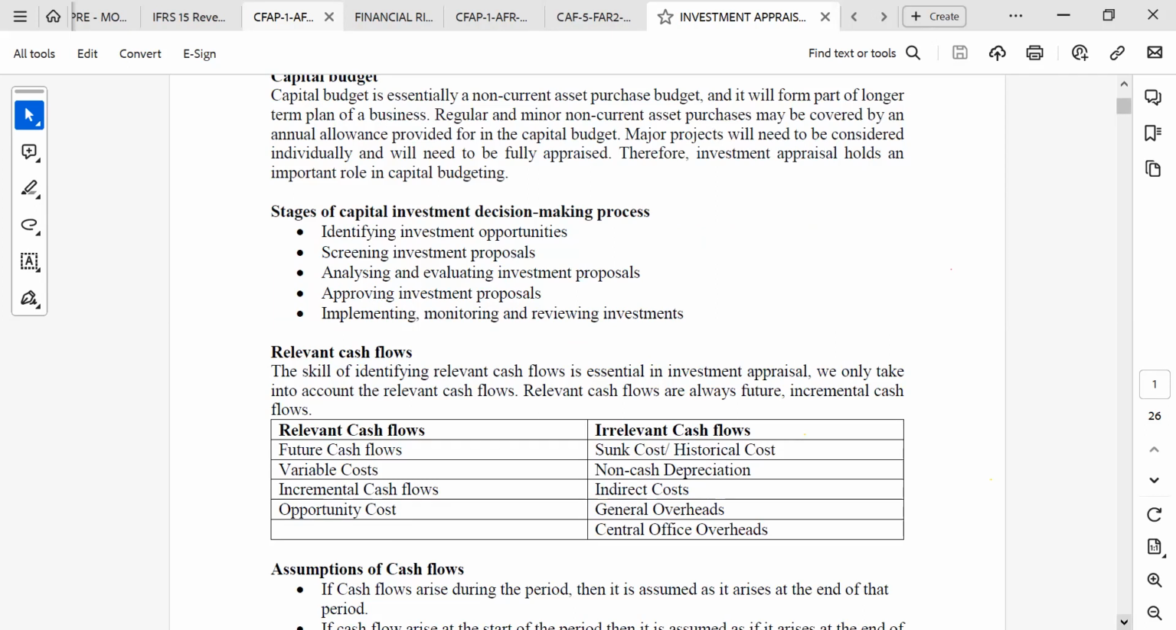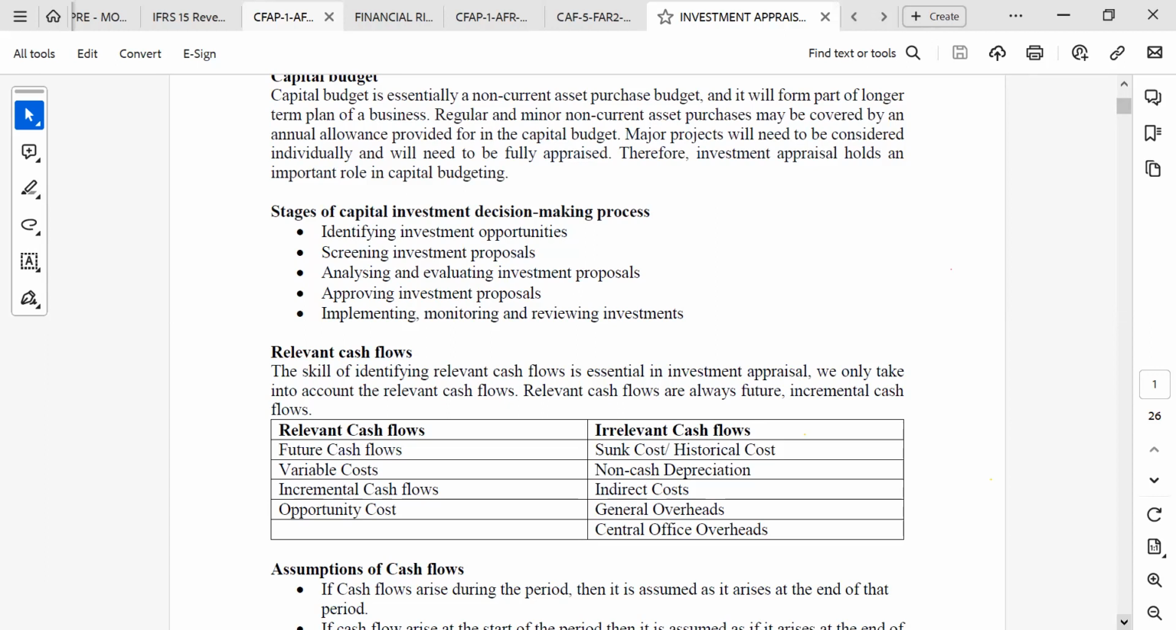Okay. If you are undertaking this particular project, is it going to affect some of your existing operations? If you are undertaking the project, it is going to stop you from using 200 of the labor hours for your existing product, on which you are getting a contribution of 20 cedis per hour. The 20 cedis per hour, which is a lost contribution, will be seen as opportunity cost because you are sacrificing that particular labor hours for the project.